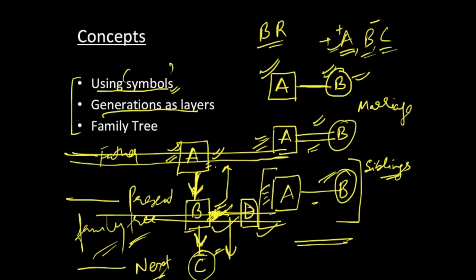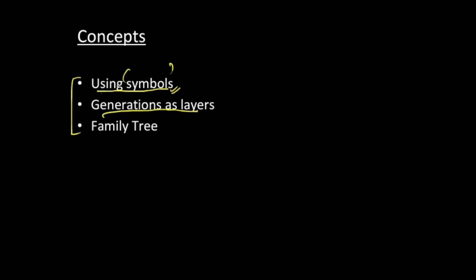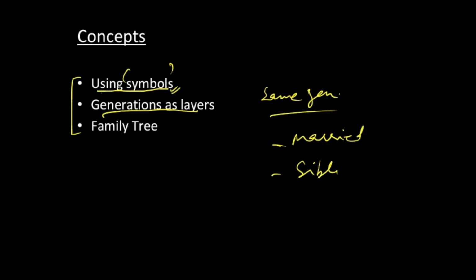So this is the concept of generation as layer. Now let's consider multiple relationships between people. You know that in the same generation, people would be either married, or they would be siblings, or they would be cousins, right? How will you write that?